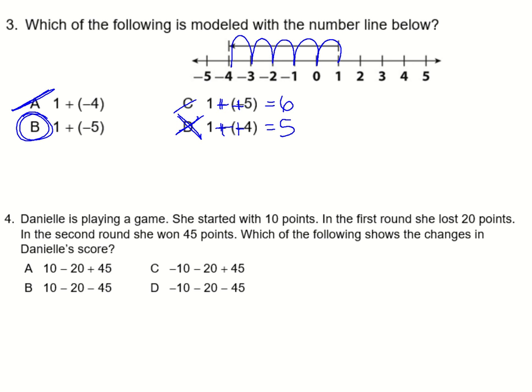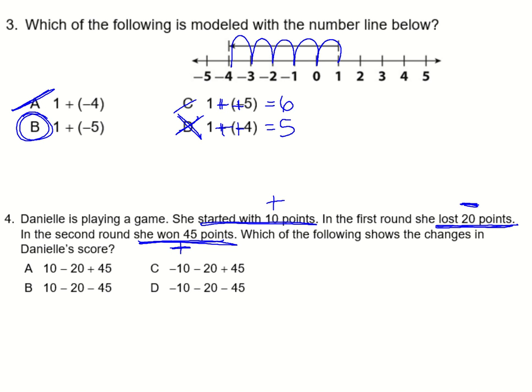Just make sure you're counting those jumps, and then maybe even check, hey, what happens when I add the opposite on these? All right, number 4, Danielle is playing a game. She started with 10 points. So that's a positive 10. This is a good way to do story problems, is write down symbols as you go. In the first round, she lost 20 points, so that's negative. Losing is negative. And then in the second round, she won 40 points. Winning is positive.